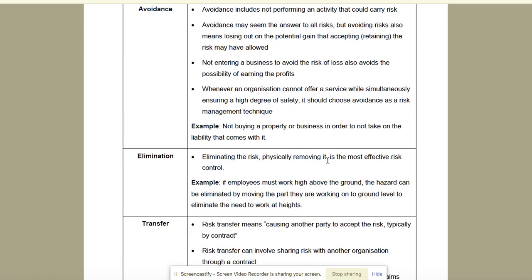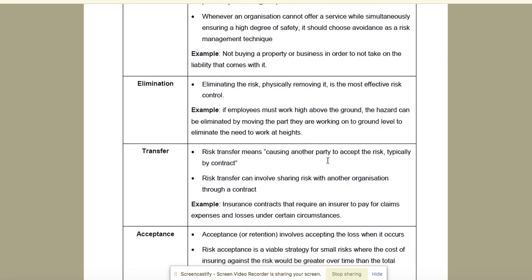Then there's the elimination of risk. So let's say there is a problem on the ceiling. Now, if you can take that problem from the ceiling and put it on the floor, well, there is no more risk. So you're transferring the risk into a safer place. So you're eliminating the risk.